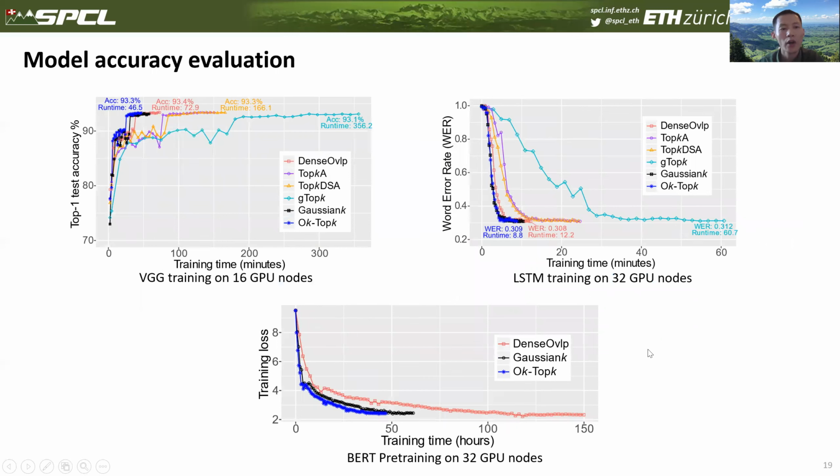These figures show the model accuracy results for the 3 neural networks. For all these 3 deep learning tasks, OK top K achieves the fastest time to solution.